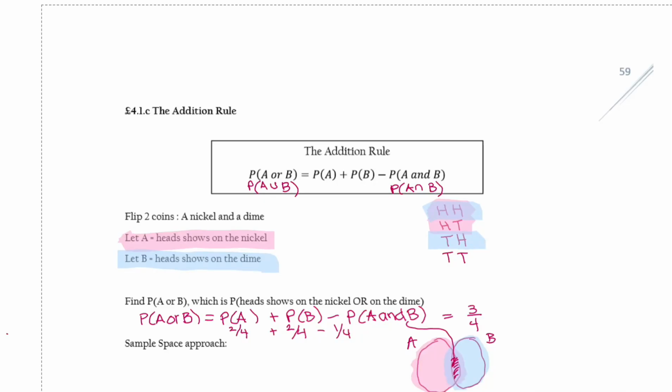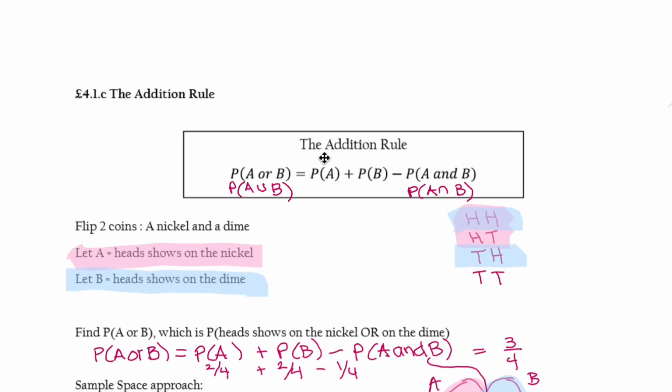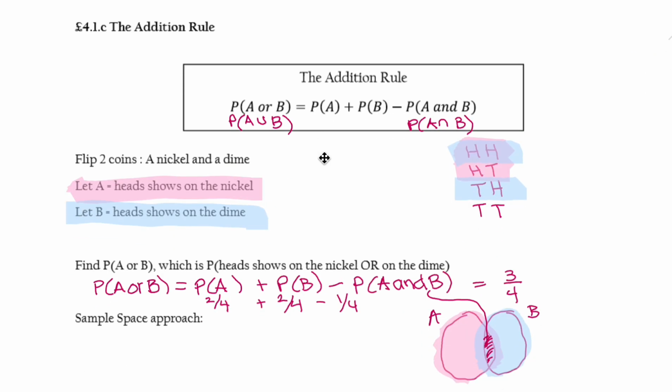Hello and welcome. In this video, we're going to introduce the addition rule, multiplication rule, and conditional probability. First, take a look at the addition rule. This is the formula we're going to use when dealing with the addition rule. The "or" sign can also be written as ∪, and this ∩ is like an "and".